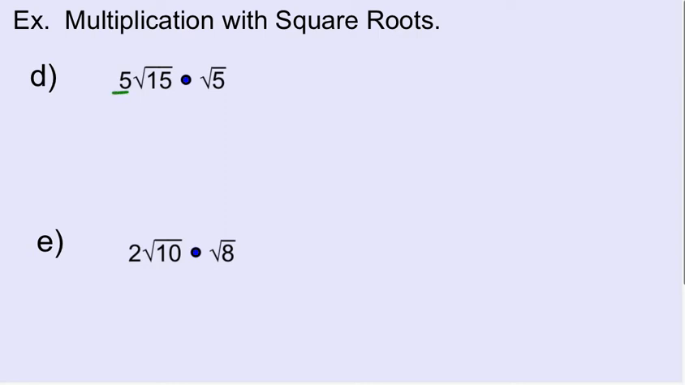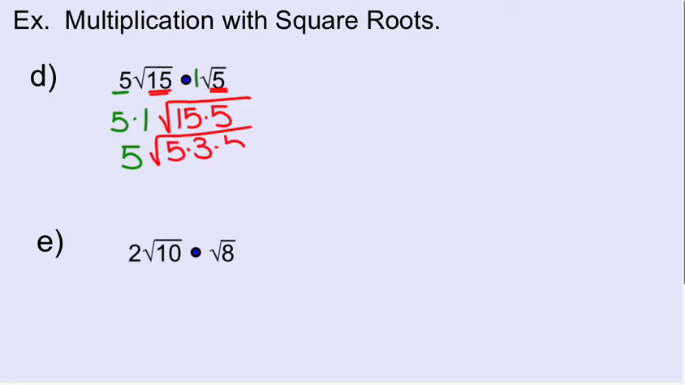Our outside stuff is 5 and 1, so 5 times 1. And then we have 15 and 5. Now let's break down that radical. 15 can be rewritten as 5 and 3. Alright, now you'll notice there's a pair here. So what you can do is you can bring that out in front. Then you have that other 5 out in front. And then your 3 stays underneath because it's not a pair.